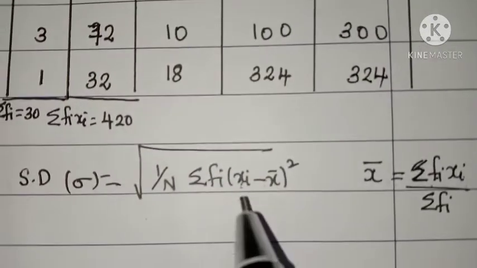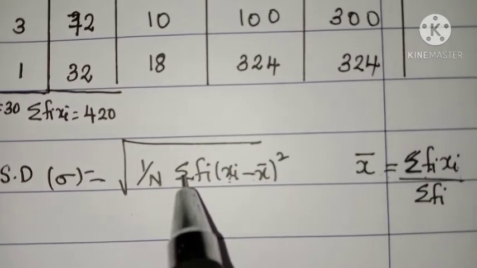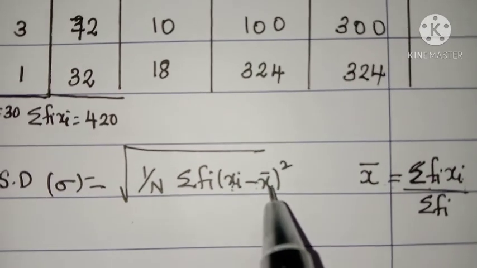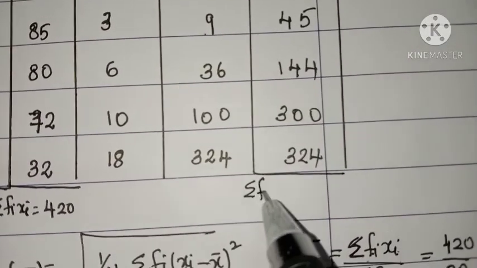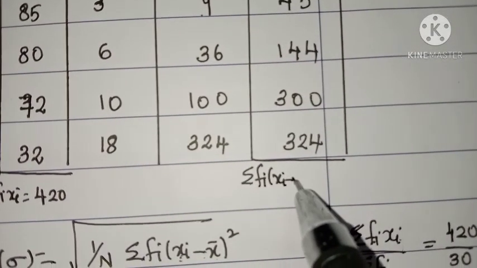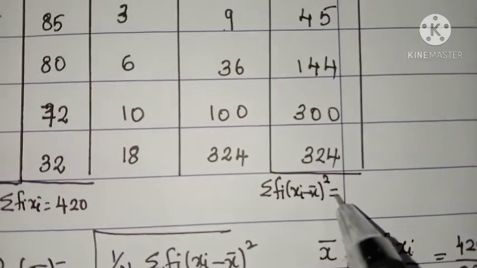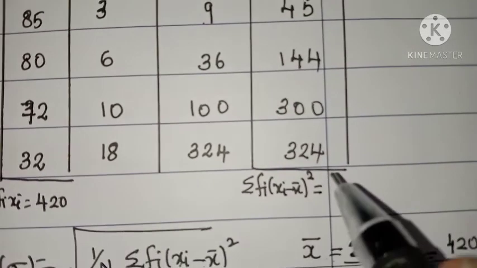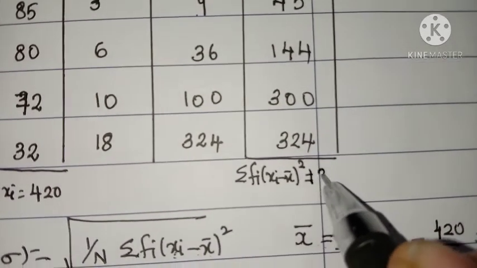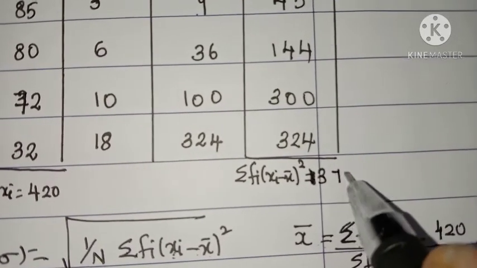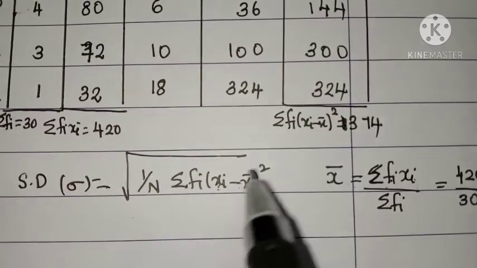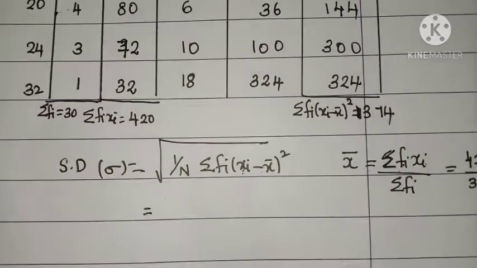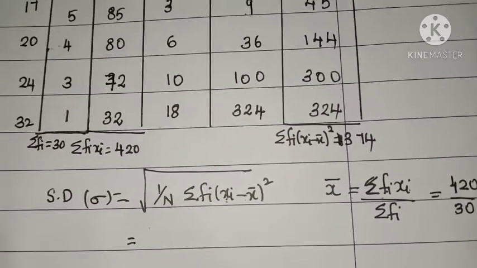Now sigma fi into (xi minus x bar) whole square. Find the sum of this column. Add all these values, we get 1374. So put these values in the formula of standard deviation.